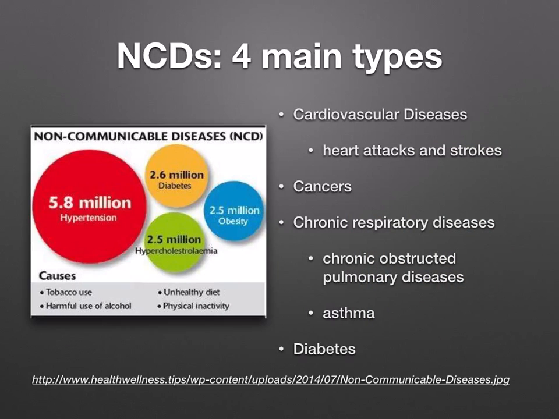The four main types of NCDs are cardiovascular diseases such as heart attacks and strokes, cancer such as lung cancer, breast cancer, colon cancer, and prostate cancer, chronic respiratory diseases such as COPD or chronic obstructive pulmonary diseases and asthma, as well as diabetes, both types 1 and 2. As you can see here, cardiovascular diseases account for most of the NCD deaths, followed by diabetes and cancer and respiratory diseases.